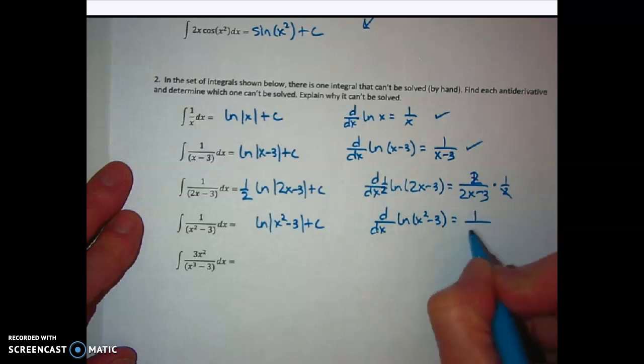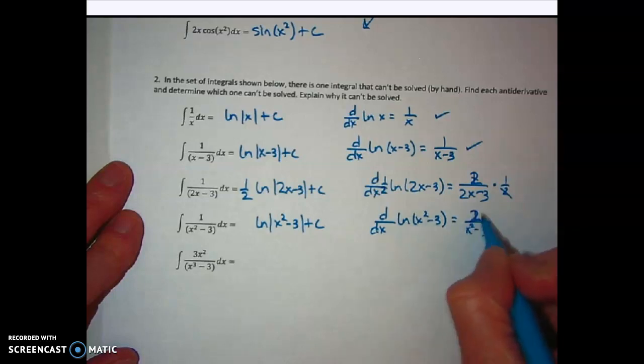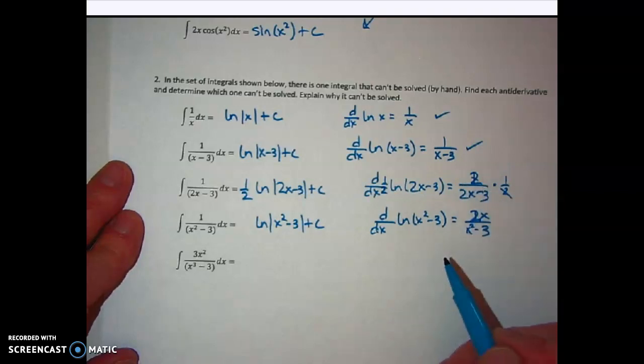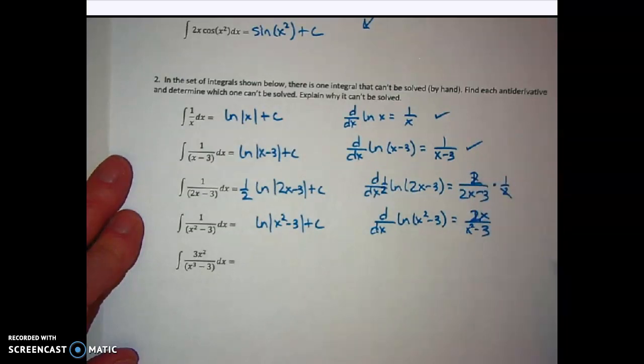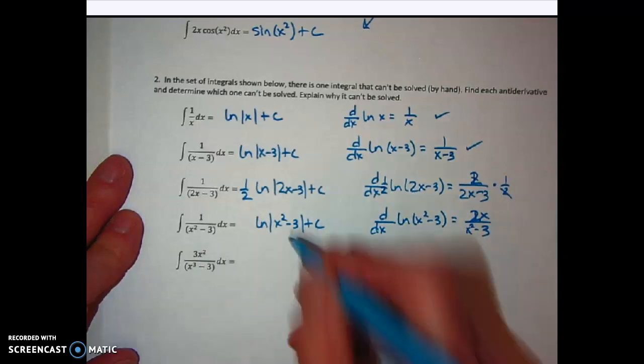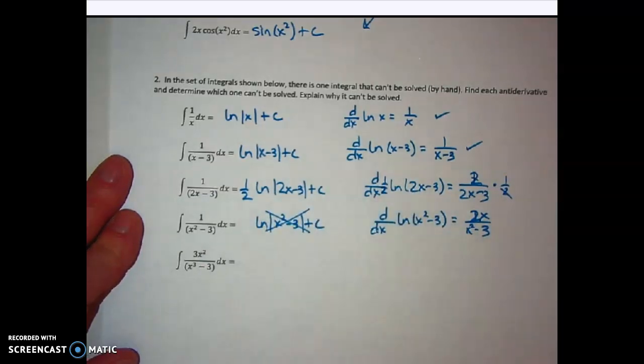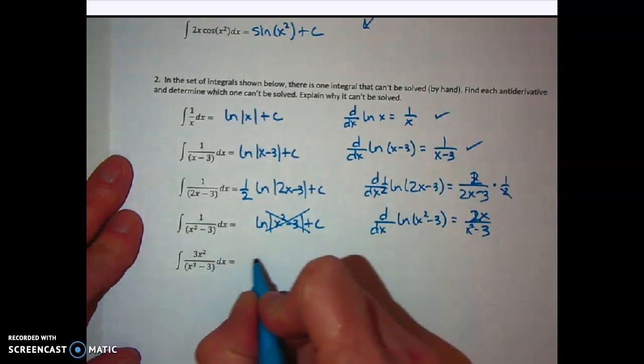One over x squared minus 3. And then the derivative of the inside is going to be 2x. And the 2 I can take care of because it's a scalar. It's just a constant. So as long as this 2 and this negative 1/2, I can multiply by a factor, make things bigger or smaller. I'm basically multiplying by 1, but I can't do that with x. So I don't have that. This one is the one that can't be done. So let's look at this one.